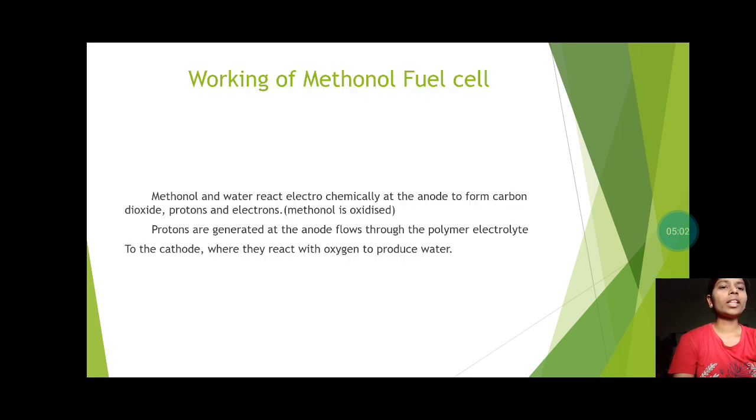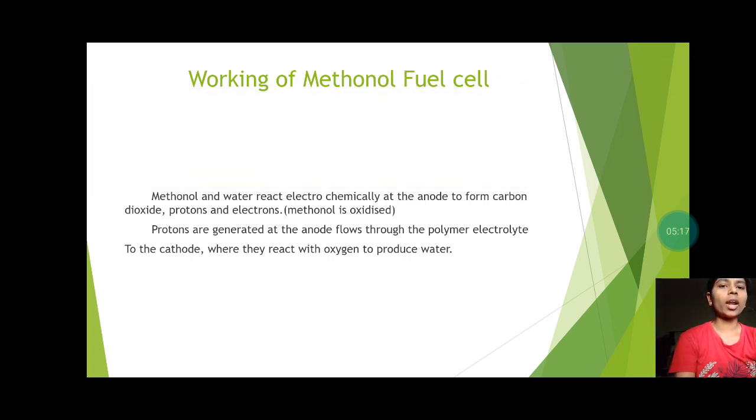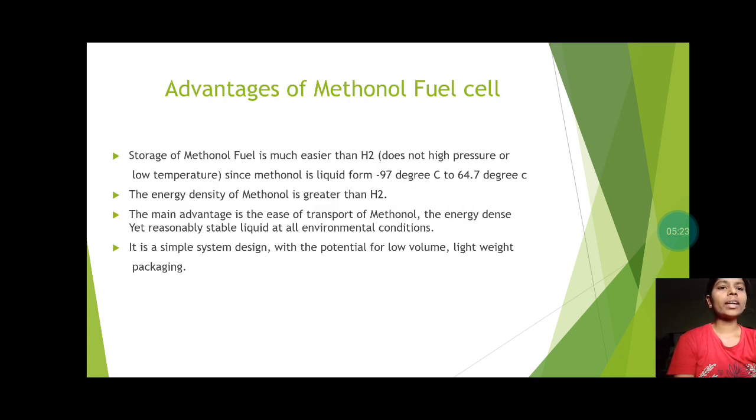And the working of the methanol fuel cell. Methanol and water react electrochemically at the anode to form carbon dioxide, protons and electrons, in which methanol is oxidized. Protons are generated at the anode, flow through the polymer electrolyte to the cathode, where they react with oxygen to produce water.